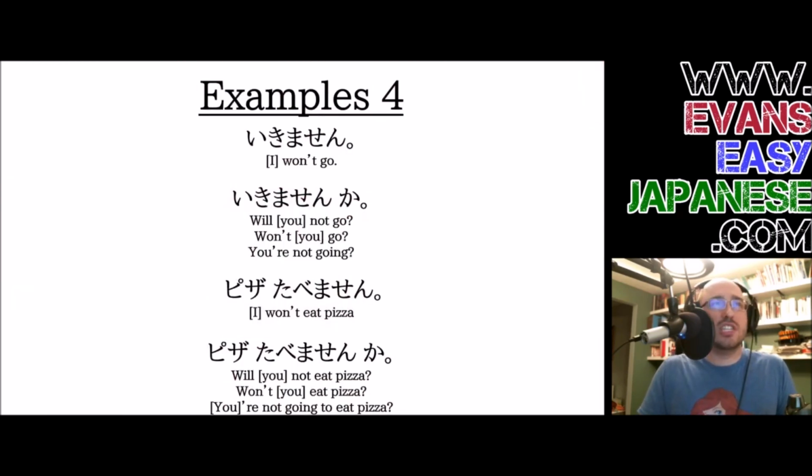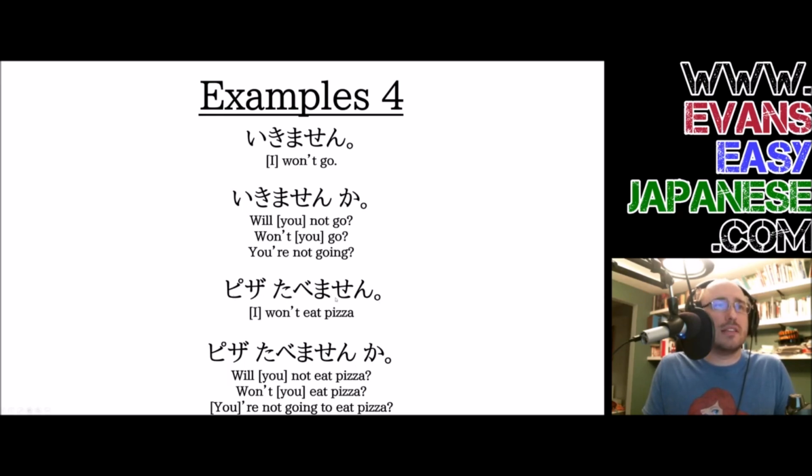Examples 4. Ikimasen. I won't go, or I don't go. Ikimasen ka? Will you not go? So it's almost an invitation. Won't you go? Or it could be, oh, you're not going? It could be just the literal, you're not going? And I'm asking for clarification. We could do some other stuff at the end of that sentence to make it much more distinctly the you're not going. I'm looking for an explanation question, but we're not going to teach that yet. So just bear in mind it could mean this.